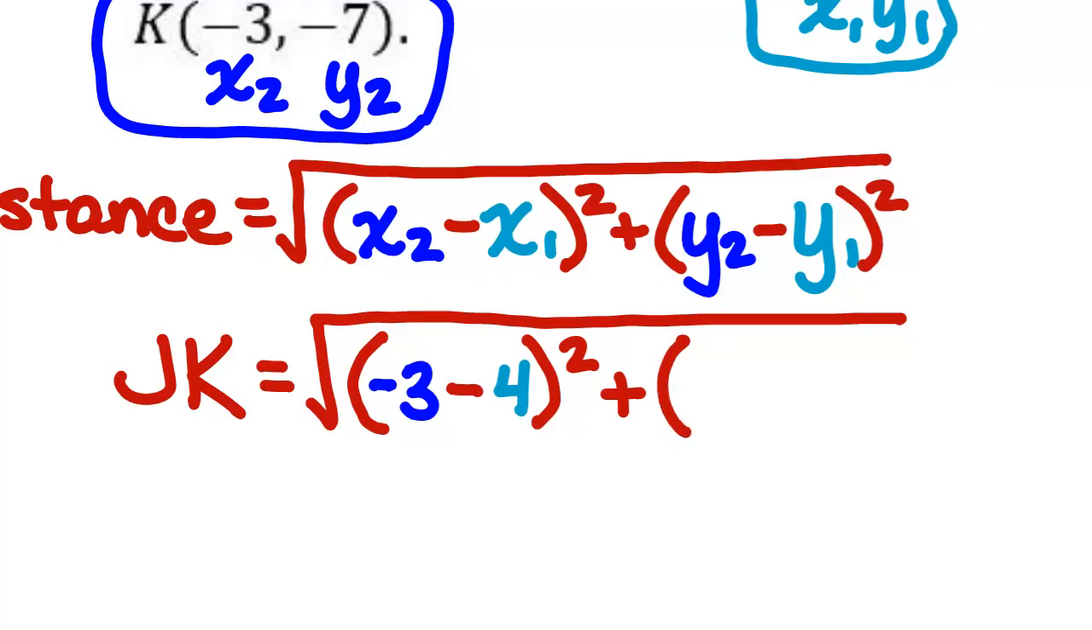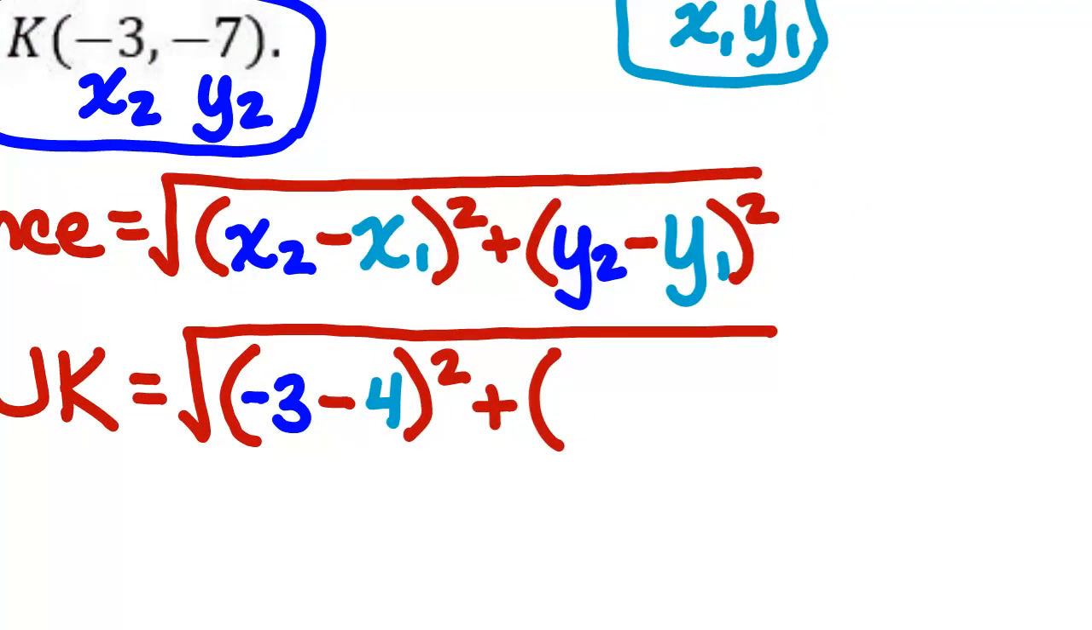Plus, open up parentheses again. Now I want y2, which is negative 7, minus, and then we want y1. y1 is 3. Close my parentheses and square it.